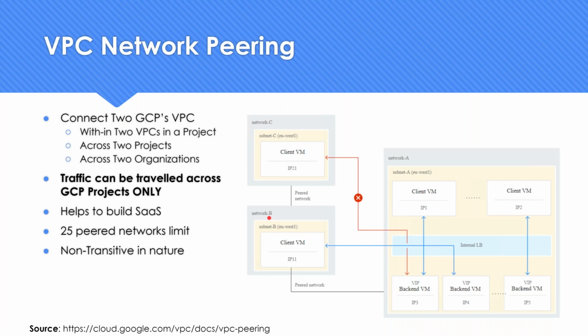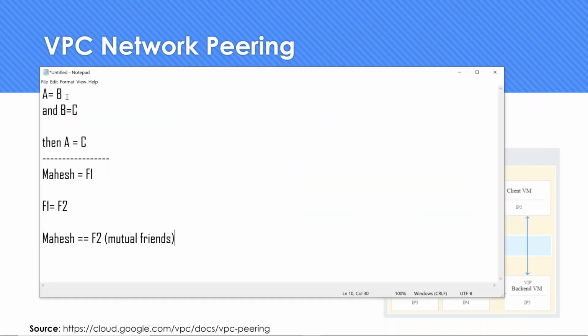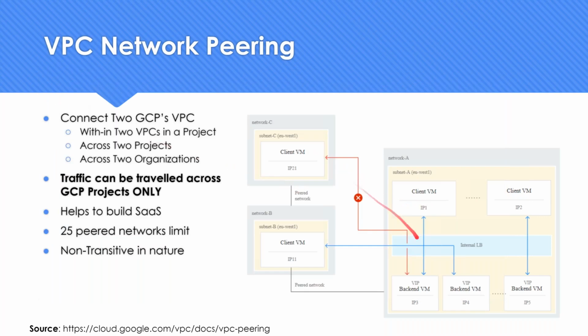So the moment you have network A and network B peered, the subnetworks and the VMs which use those subnetworks can communicate using internal IP addresses. Similarly, network C and network B are peered. So A and B are peered, B and C are peered, but it does not mean C and A can communicate with each other using internal IP addresses. They are not peered. You have to explicitly peer them. So that is non-transitive in nature, and you have to peer every network if you want.